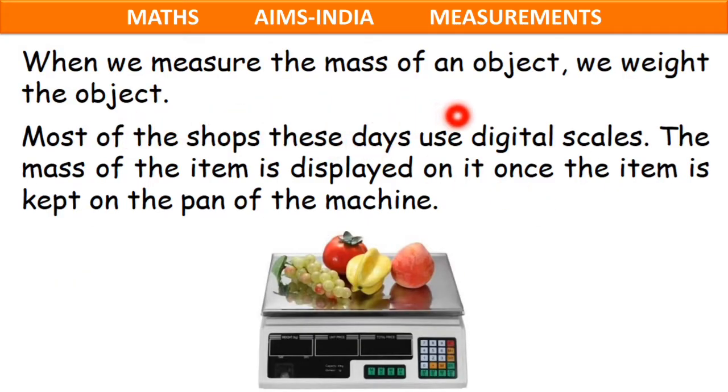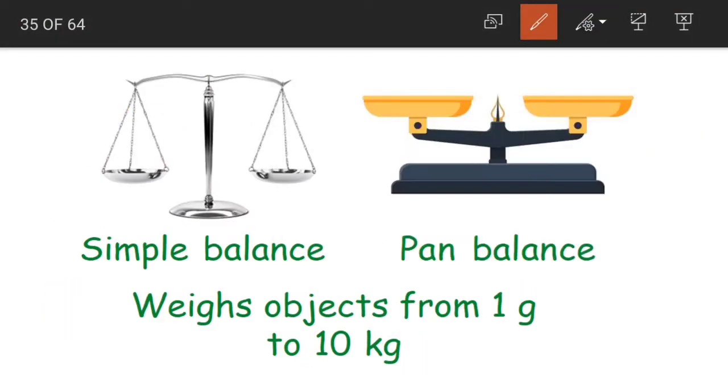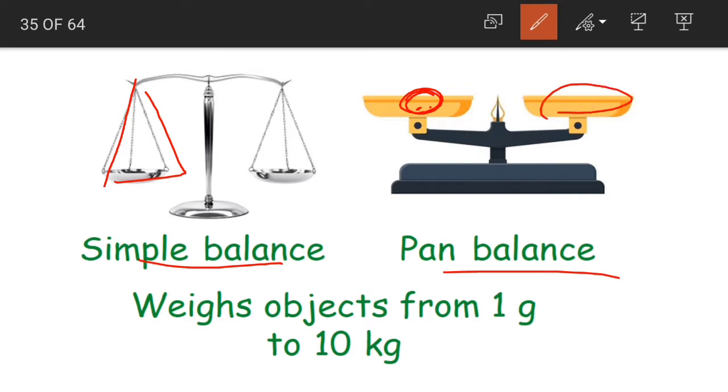Now when we measure the mass of an object, we weigh the object. Most shops these days use a digital scale. The mass of the item is displayed on it once the item is kept on the pan of the machine. If you recall, both the simple balance and pan balance work in the same way. We put the weight in one pan, and in the other pan we put the objects that we want to weigh. We have to balance these two plates so that the weight will be equal.